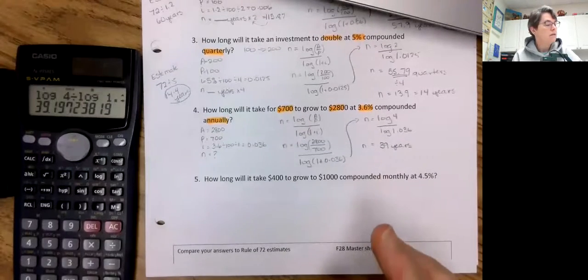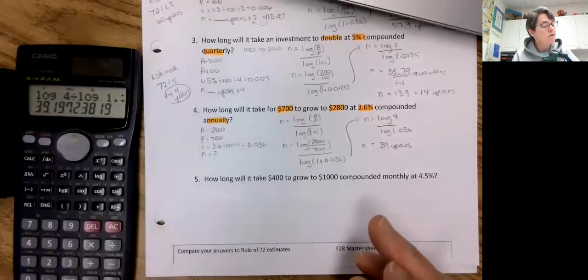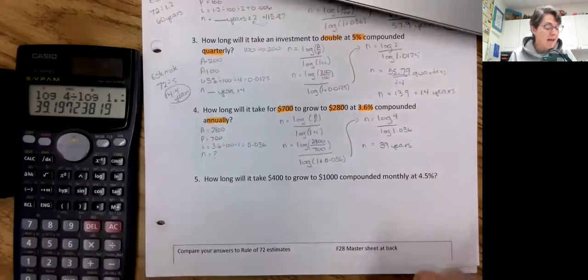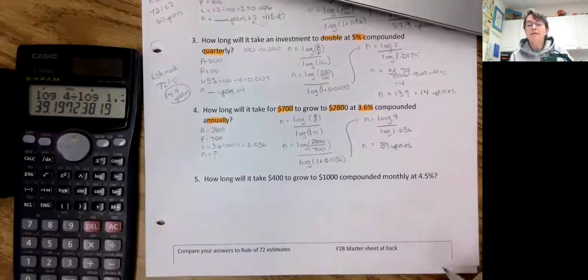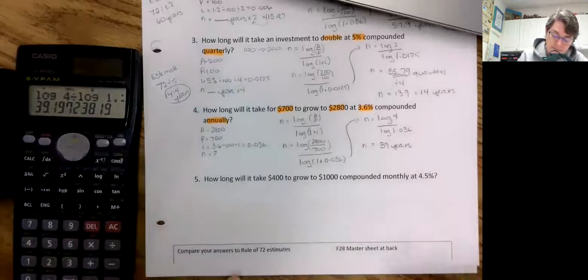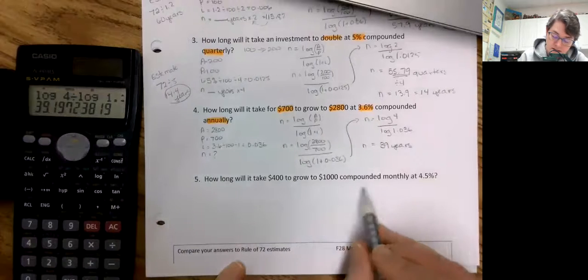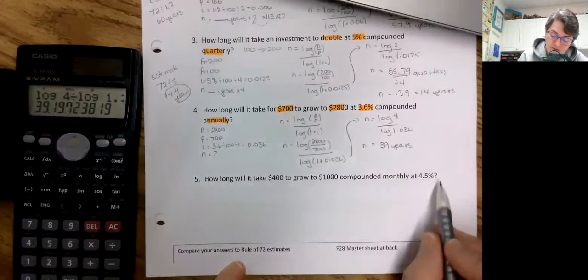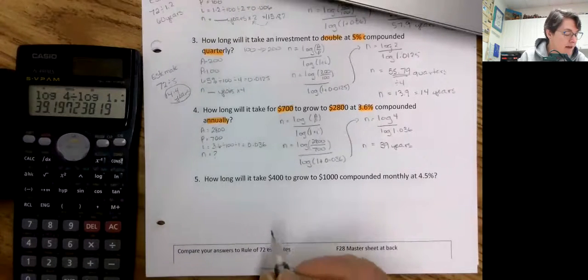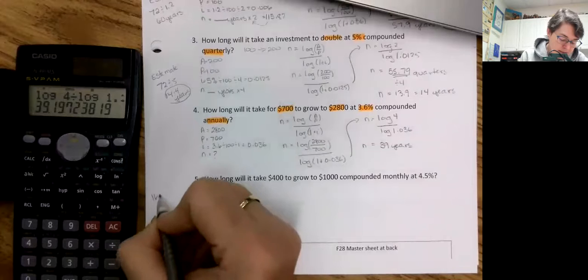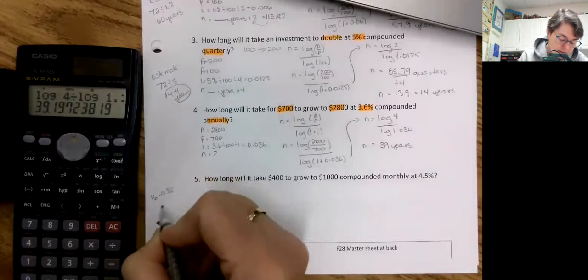I'm just checking our sheet. When we guessed on here, it was question E, and we had 4 years, so we got 39 years. So that's still pretty cool. All right. How long will it take $400 to go to 1,000 compounded monthly at 4.5%? Now, we estimated somewhere between 16 and 32 years.